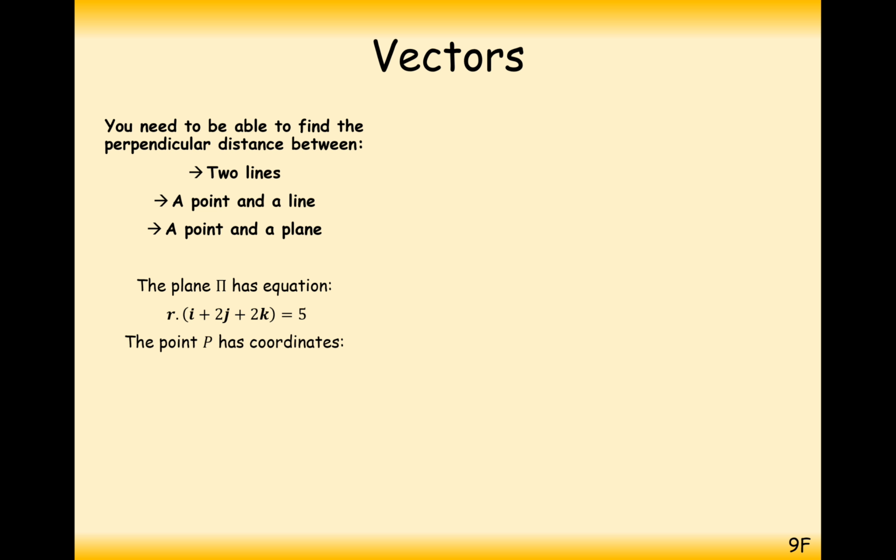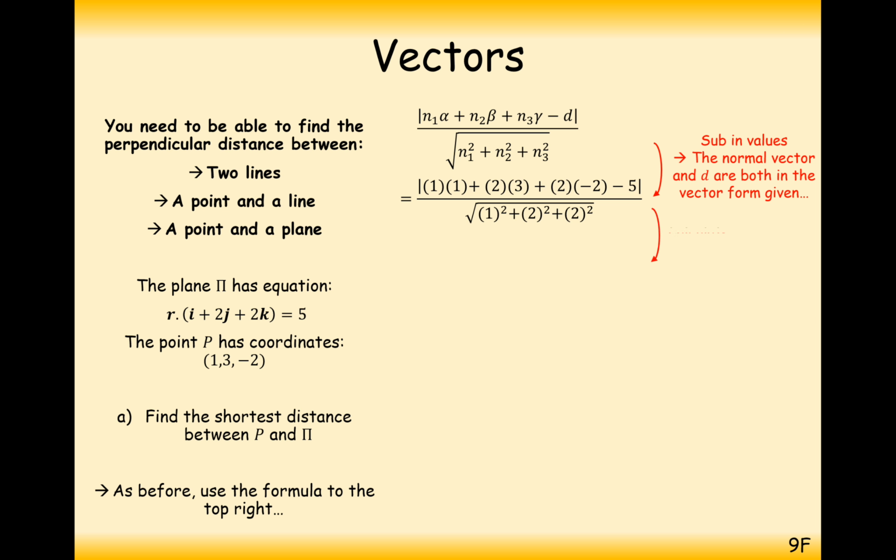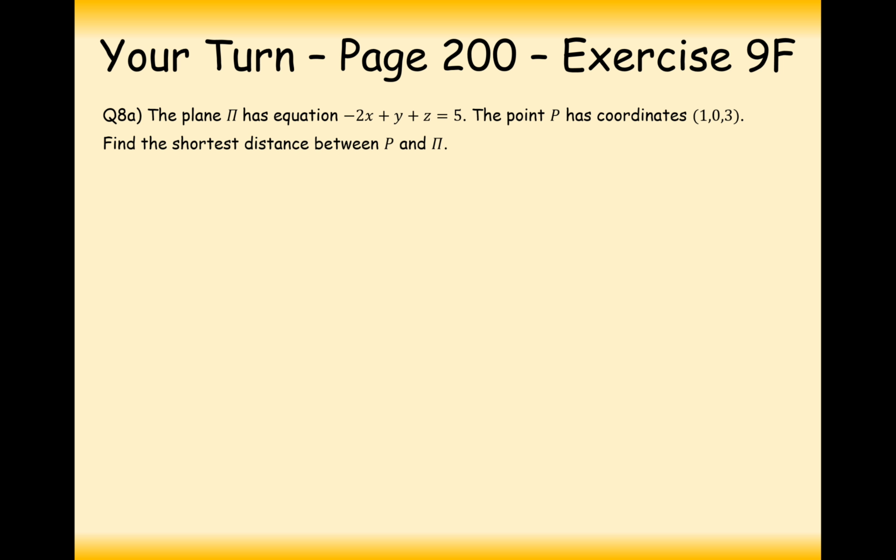Another question might be: the plane pi has the equation r dot 1, 2, 2 equals 5. The point P has coordinate 1, 3, minus 2. Find the shortest distance from P to pi. As before, use the formula, plug your values in, and you get 2 over 3. Okay, it can't really be easier than just plugging your numbers into the formula. Right then, your turn to have a go at this question here. Pause the video and try this one out.